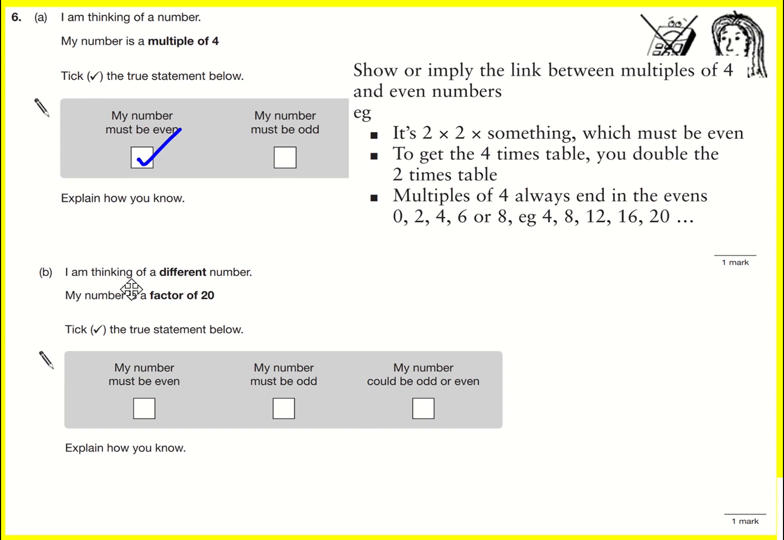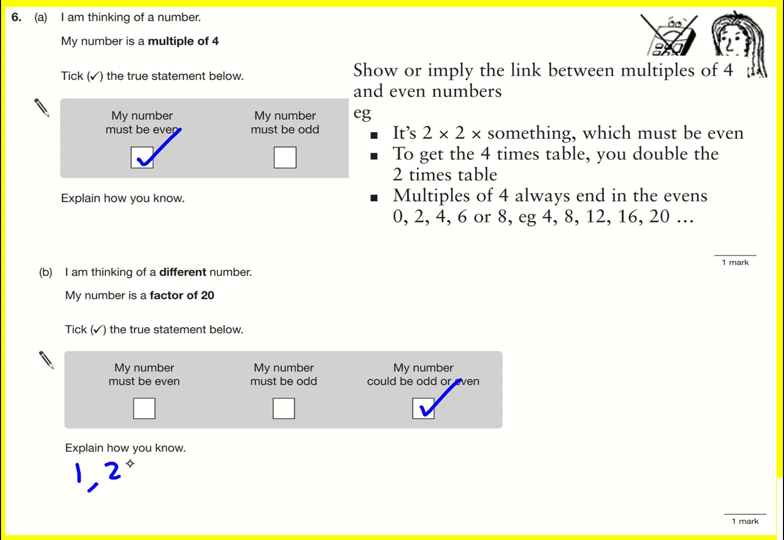And then I'm thinking of a different number. My number's a factor of 20. Is it even, odd, or could it be odd or even? The answer here is that it could be odd or even. And the best thing to do really is write down your factors of 20. But you've got to remember what these are. They're the numbers that go into 20 exactly.